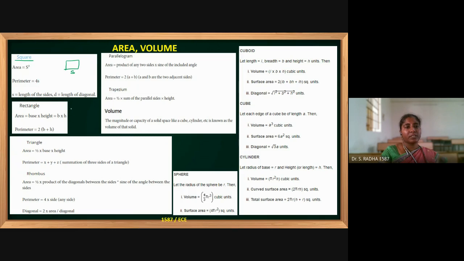Rectangle. Rectangle means how it will be: opposite sides are equal length. This is length and base and height. So this is base, this is height. This is the terminology used here.